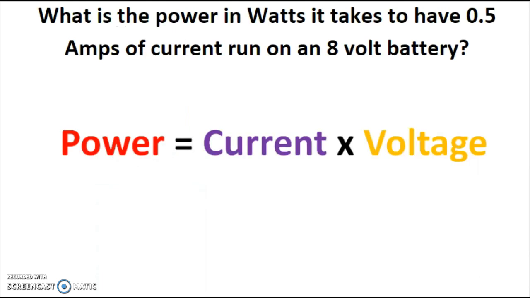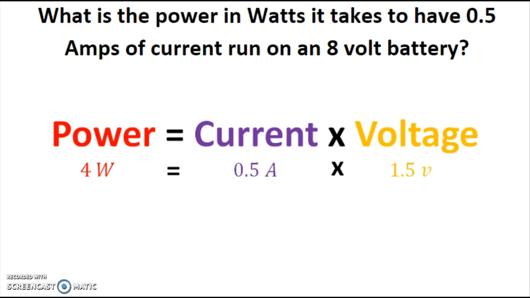So let's actually look at this and apply it in a problem. What is the power in watts it takes to have 0.5 amps of current run on an 8-volt battery? So I want you guys to pause the video at this time and give this problem a try. Okay, what is the power in watts it takes to have 0.5 amps of current run on an 8-volt battery? So here we can look at the answers. We have 0.5 amps, 1.5 volts, and 4 watts.